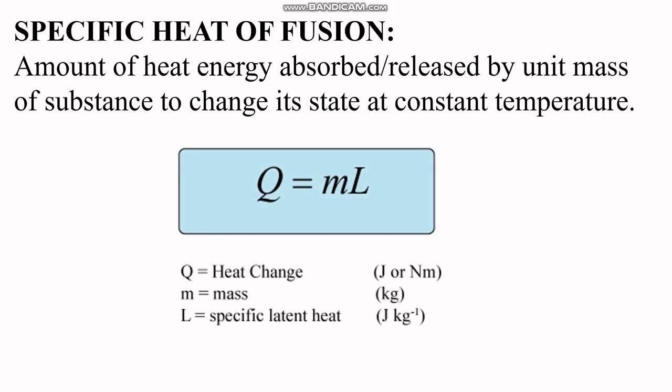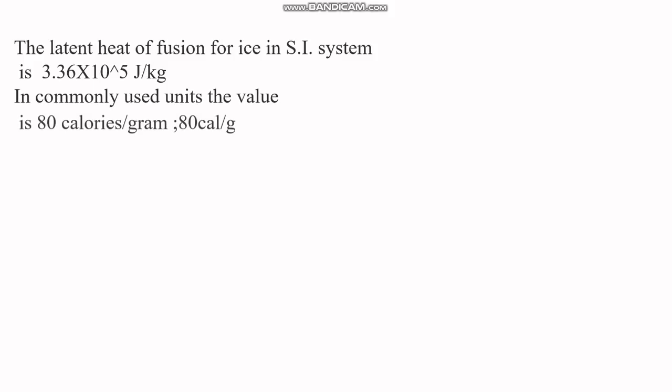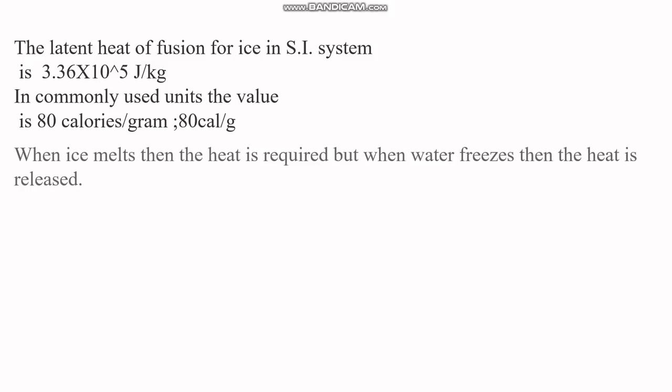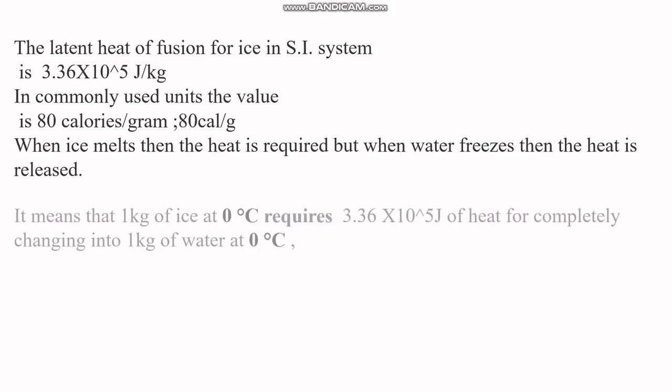So just let's recall that Q is equal to M into L, and when we talk about L, then L will be equal to Q upon M. You already know the latent heat unit will be joule per kg. Now, the latent heat of fusion for ice in SI system is 3.36 into 10 to the power of 5 joule per kg. I hope you can realize this number is very large. In commonly used units, the value of latent heat of fusion for ice is 80 calories per gram. When ice melts, then heat is required. But when water freezes, then heat is released.